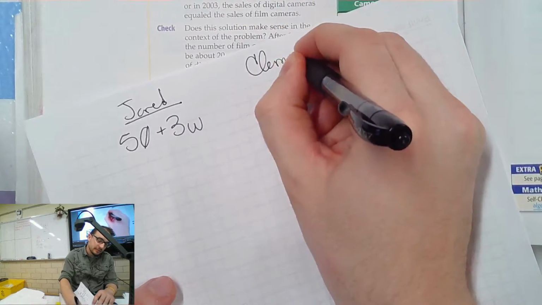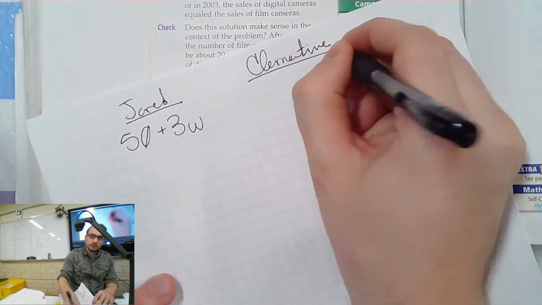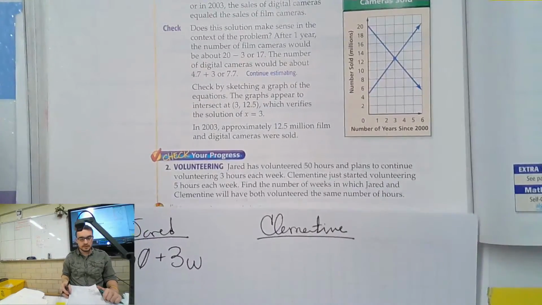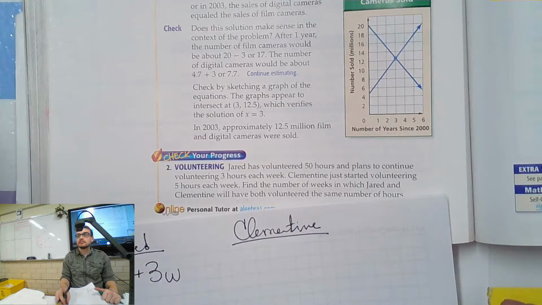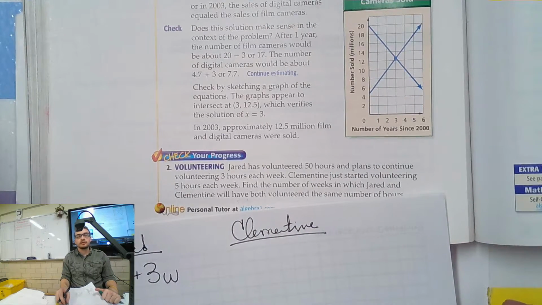Clementine. It's a great name if you're in a zombie apocalypse. Shout out to my Walking Dead Telltale series, right?